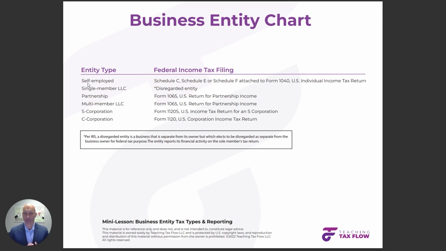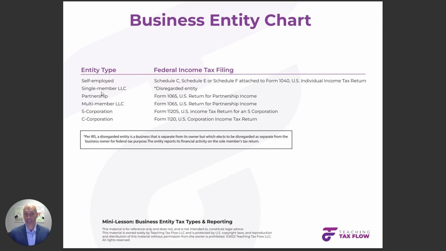Now, one misconception is that if you form a single member LLC, then you have additional federal filing requirements. Well, you do not. A single member LLC is actually a disregarded entity for federal tax purposes. So you're going to see on our chart that a disregarded entity simply files the same as someone that's self-employed. The advantage of a single member LLC is that you are picking up some asset protection. Again, we are not attorneys here at Teaching TaxFlow, so we continuously recommend you talk to some legal counsel about if an LLC makes sense.